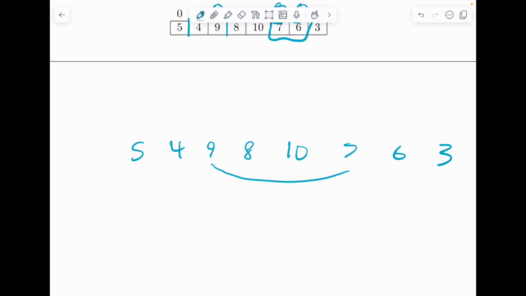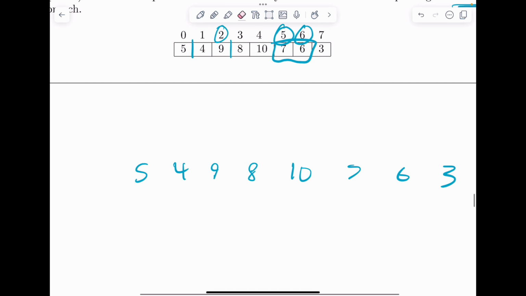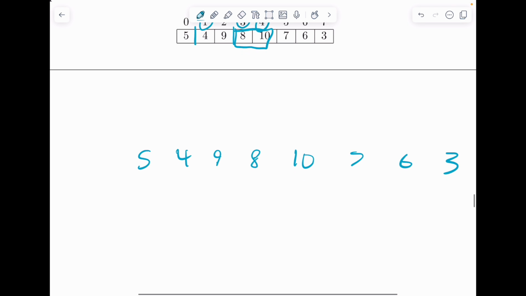We're going to look at those. Is 9 bigger than 7? Yes. Is 9 bigger than 6? Also yes. We don't have to do any swaps yet. So now we're going to look at 4, and we're going to look at its children. Those are going to be, if we add 1 to 1, that's going to be 2. 2 times 2 is 4, and 4 minus 1 is 3. So 4's children are 8 and 10. So we're going to compare 4 to 8 and 10.